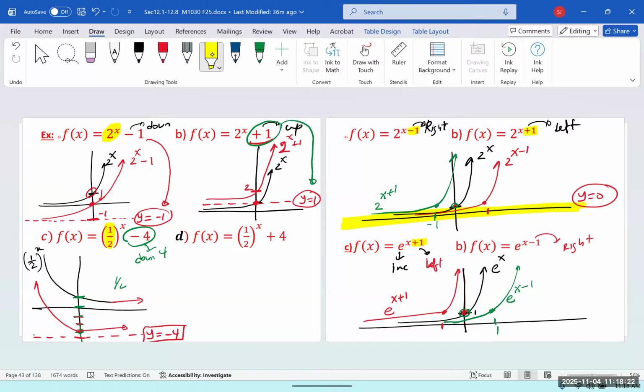And what is your horizontal asymptote? Which line? 1? No. Did you go up? Did you go down? Then what is your shifting for up-down? 0. We didn't go anywhere. So it's the same thing as before: y equals 0. In the exam, you'll be asked to find the horizontal asymptote and the different types of transformation.